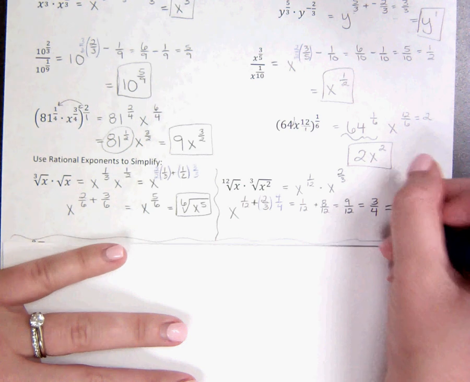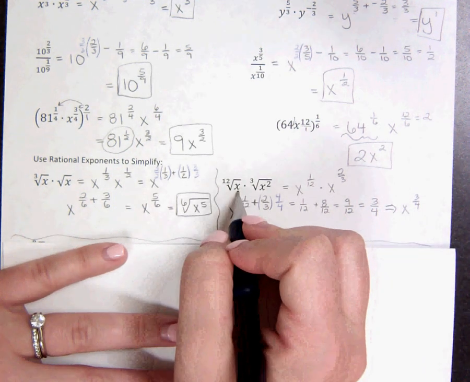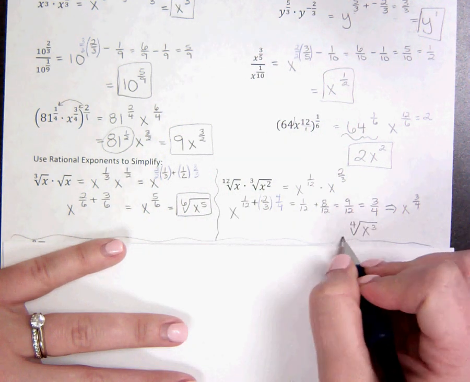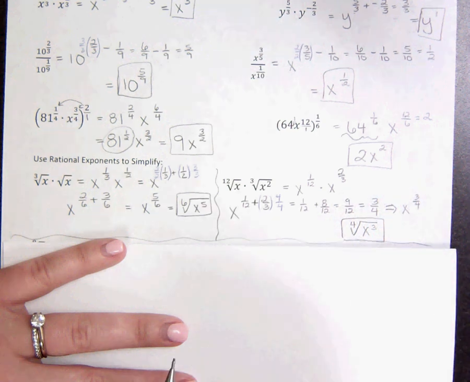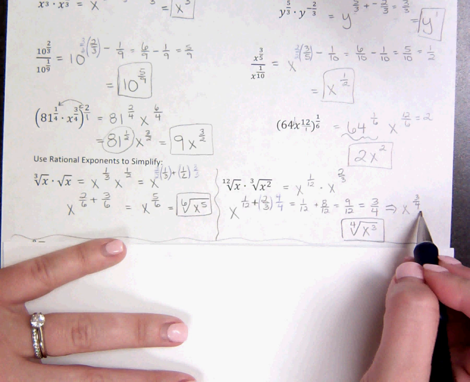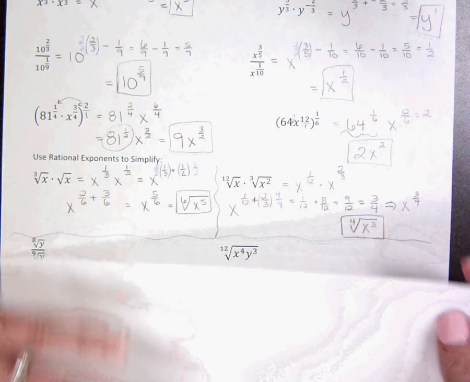So that gives me x to the 3/4. And because it was in radical form to begin with, I'm going to convert it back into radical form, the 4th root of x to the 3rd. So when you use your little fraction rules, get it down to a simplified fraction, and then convert it back into radical form.